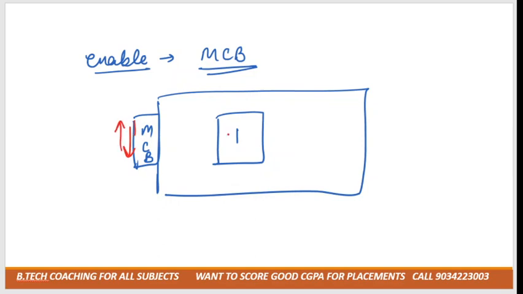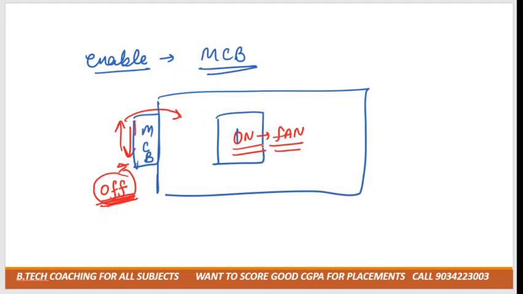That controls the electric circuit. So if your MCB is off, will current enter into the house? Yes or no? No. If your MCB is off and you switch on the fan, will the fan work? No, because the MCB is off. So off is denoted by 0 in digital, as you know, and 1 is denoted by on in digital.